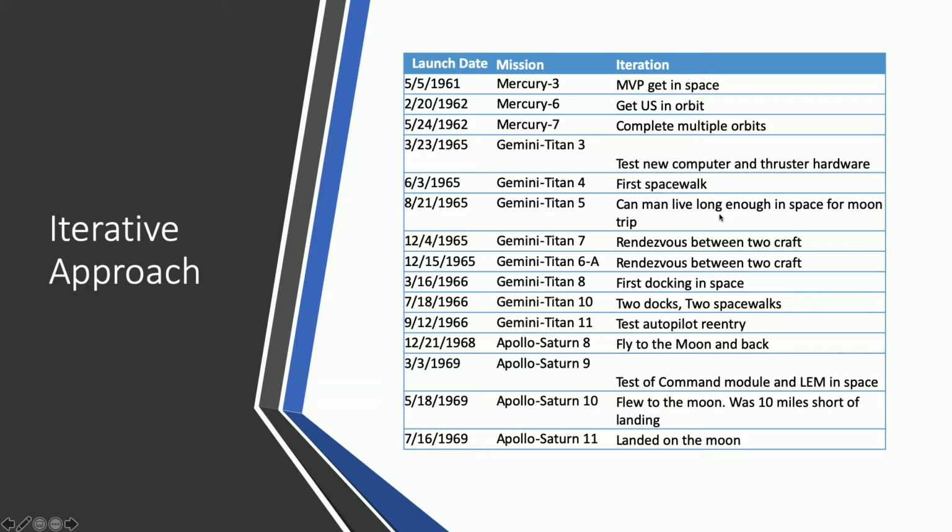Okay, a trip to the moon is about a week. Can we make that work? Right? Check. Then we're doing rendezvous between two craft, getting to dock, and ultimately, all the way down to Apollo 10, they literally flew to the moon and did everything short of actually landing on the moon, came back home, and then finally Apollo 11, they landed on the moon. A consistent iterative approach to every step of the process, each piece built on the next one.